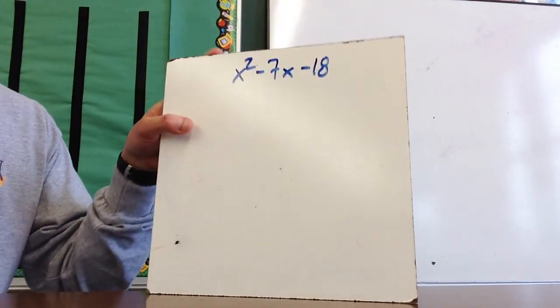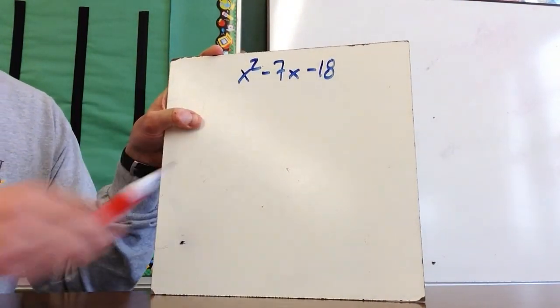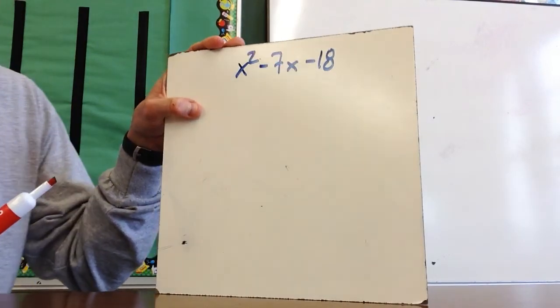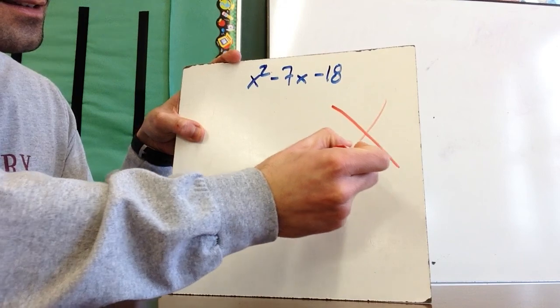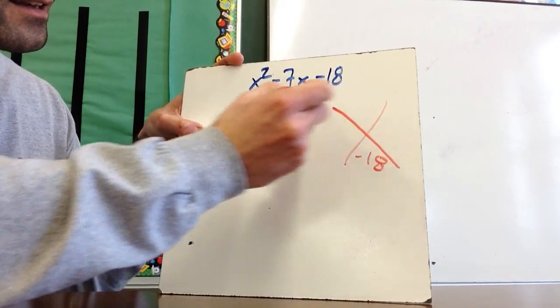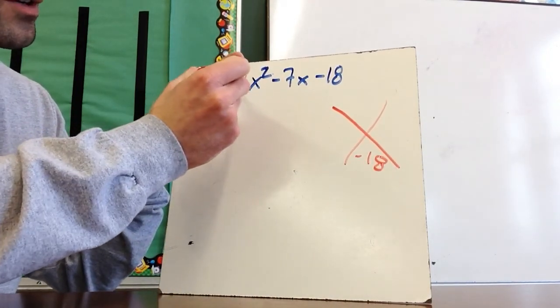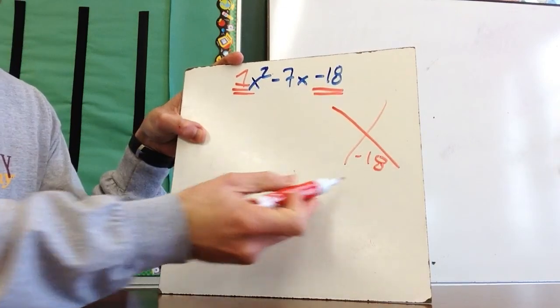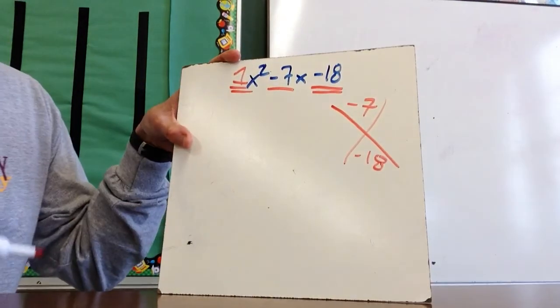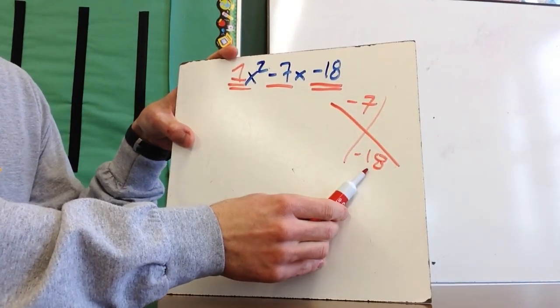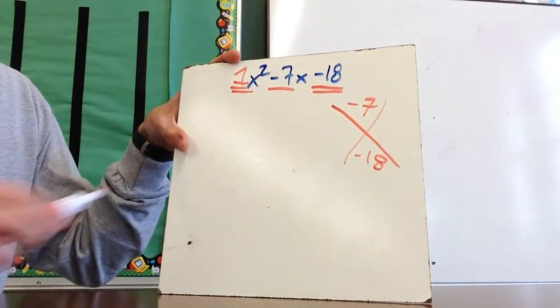One more example of this, and that is what happens when this is negative and this is negative. Okay, and so if that's the case, again, I'm going to make my x. This is a negative 18, right, because this is a 1. So I go 1 times negative 18 will give me the negative 18, and then I need this negative 7 to go here. So it's multiplied together to give me negative 18, added together gives me negative 7.